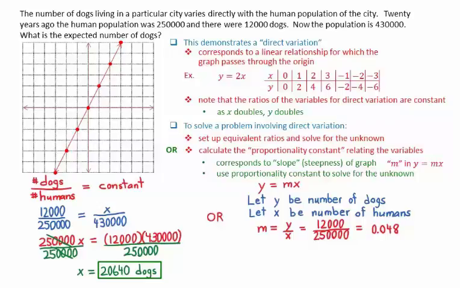We can then use that proportionality constant, y equals 0.048x, and substitute 430,000 as the new present human population. This gives us the same result for y of 20,640 dogs.